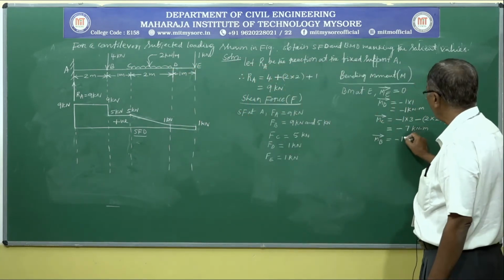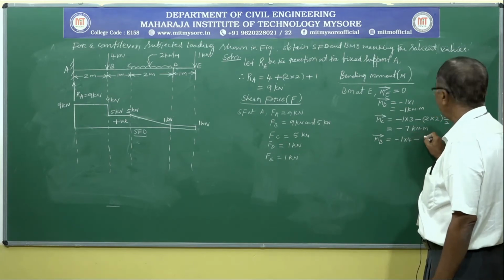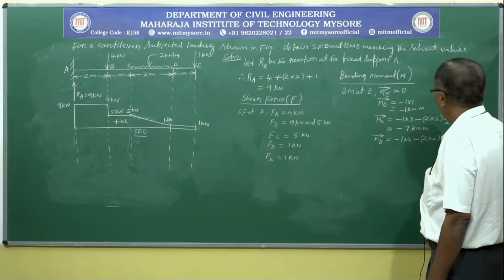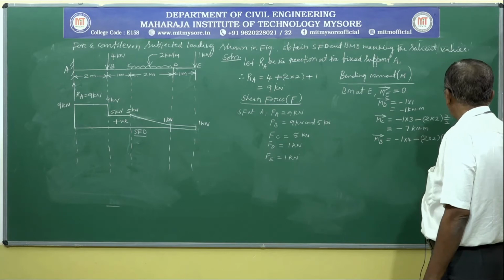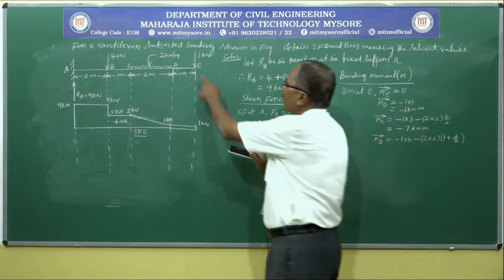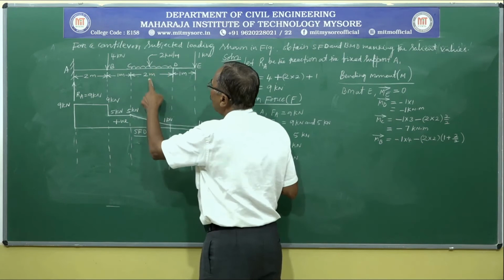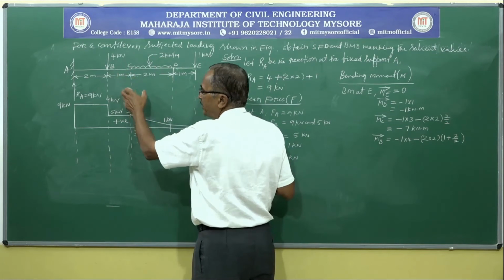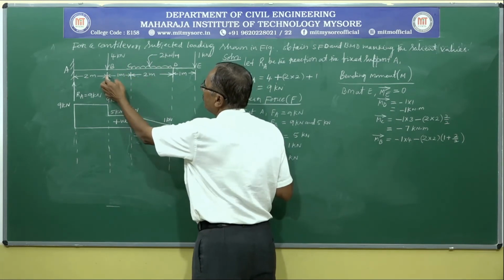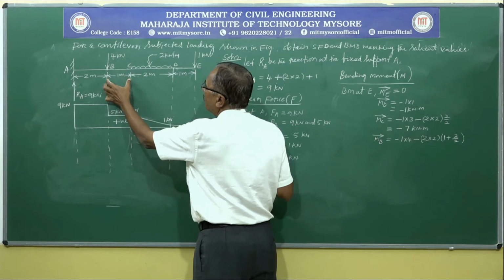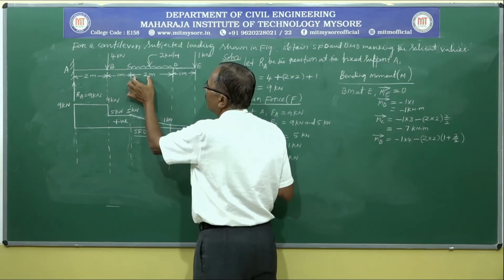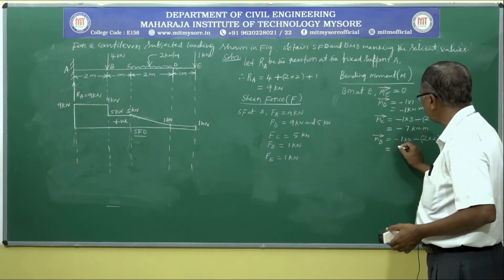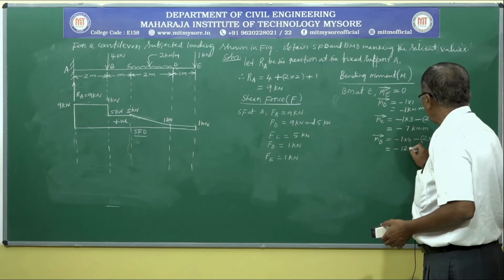Minus 1 into 4, minus 2 into 2 into 1 plus 2 by 2. 1 into 4, 2 into 2 point load multiplied by the distance. 1 plus 2 by 2 means you are measuring from here to avoid confusion again. 1 this, plus 2 by 2 this value, center. So 1 plus 2 by 2, that is equal to minus 12 kilonewton meter.